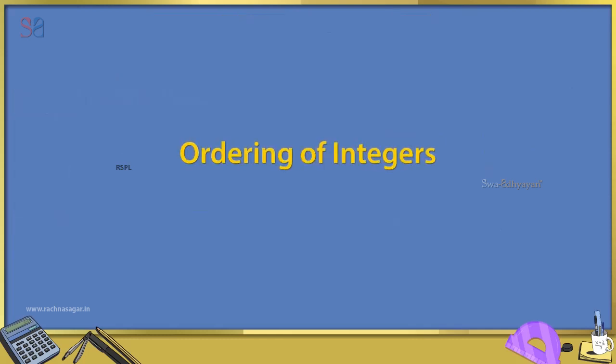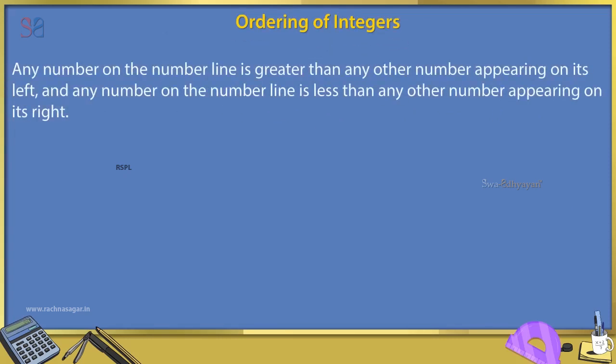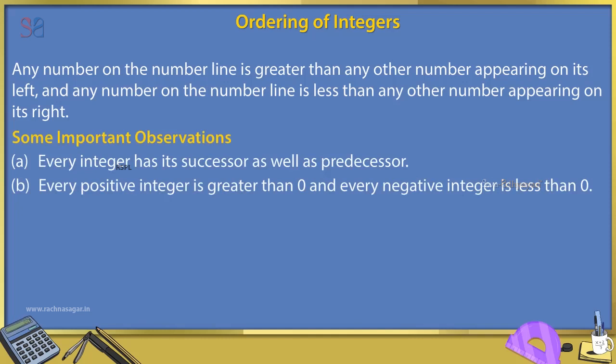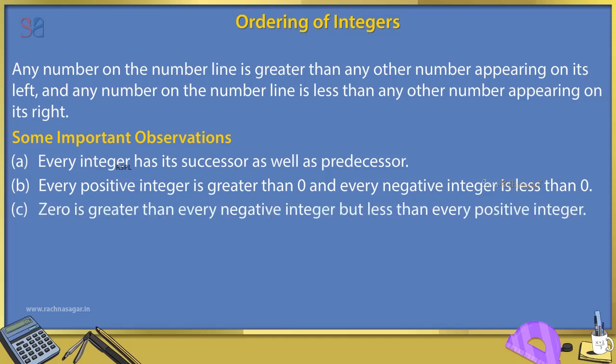Ordering of integers. Any number on the number line is greater than any other number appearing on its left, and any number on the number line is less than any other number appearing on its right. Some important observations. A. Every integer has its successor as well as predecessor. B. Every positive integer is greater than 0 and every negative integer is less than 0. C. 0 is greater than every negative integer but less than every positive integer.